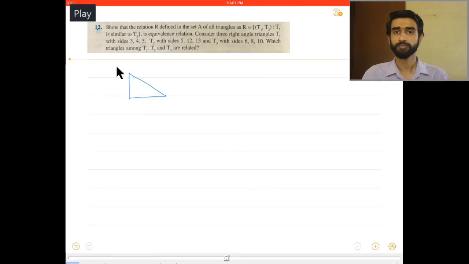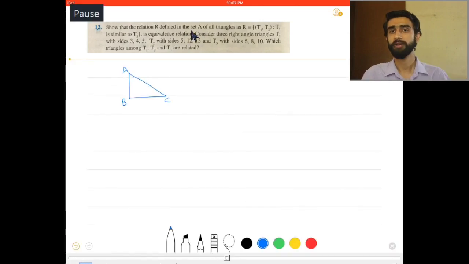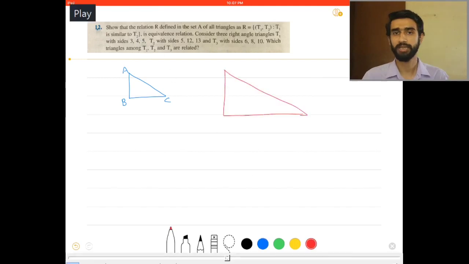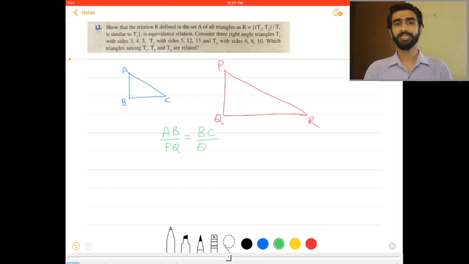The 12th question says: show that the relation R defined in the set A of all triangles, all triangles can be in a plane, and the relation is (T1, T2) such that T1 is similar to T2. T1 is similar to T2, I defined such a relation. I have to show that this relation is an equivalence relation. How will I show it?